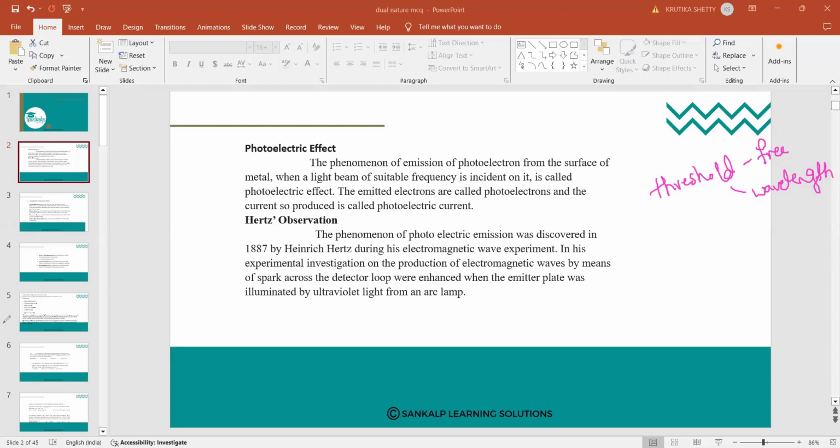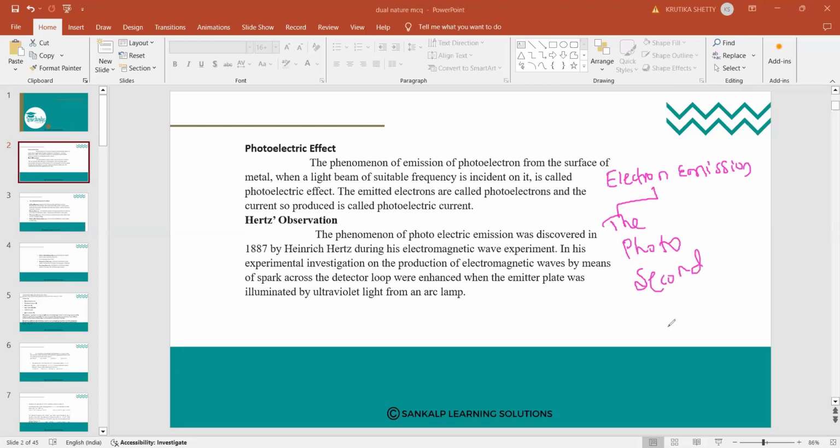What is photoelectric effect? I told you already, it is completely a theory chapter. So many definitions will come in one class, and you need to remember all the definitions, students. We started with electron emission. The emission of electrons from the metal surface is called electron emission. In electron emission, we have 4 types: thermionic, photoelectric, secondary emission, and field emission. These are the 4 types of emission.